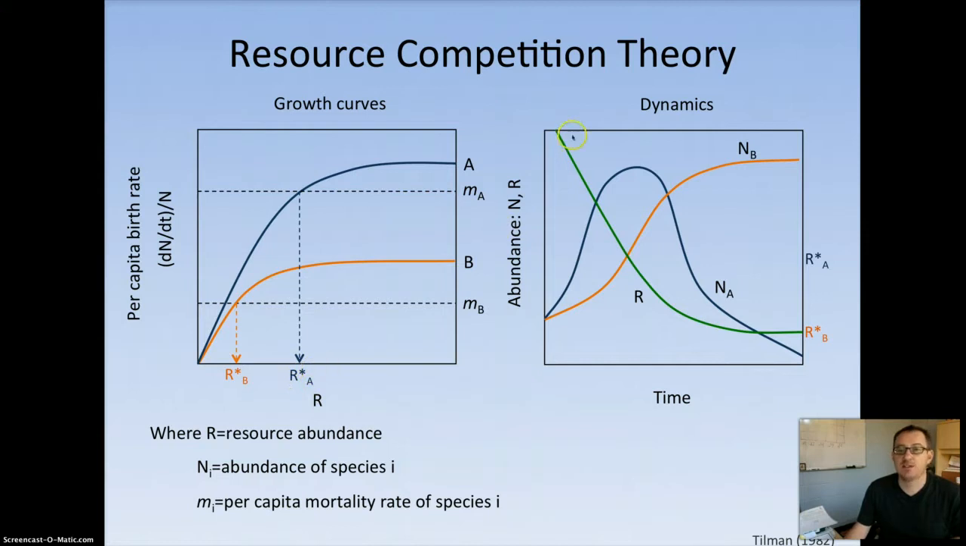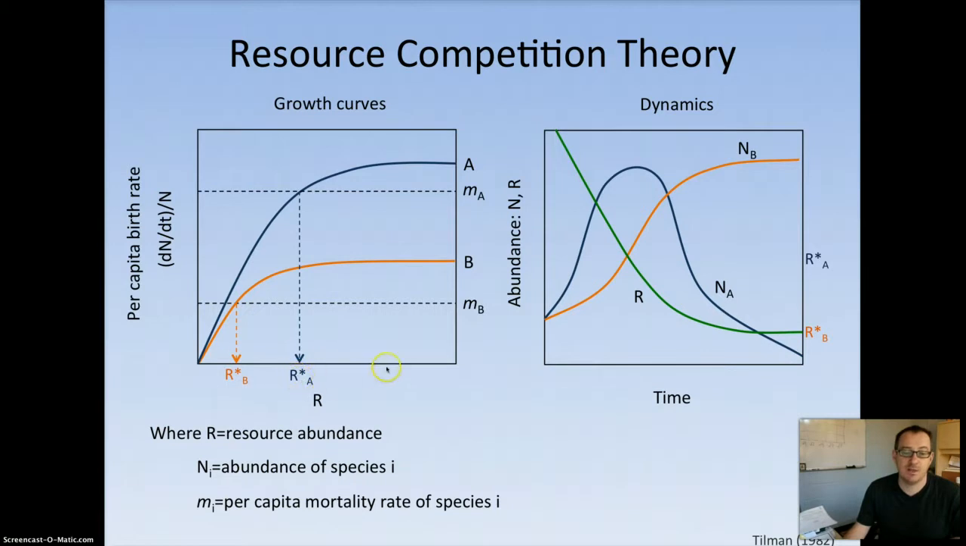So if we think about the system over on the right-hand side now, being at a high resource state, initially that's good news for both of the species. There's plenty of resource availability. Both species have their per capita birth rate higher than their per capita mortality rate, and so both species are growing, and that's what we see initially on the right-hand side as the blue and the orange curves increase over time. However, while all this consuming is going on, the resource density is decreasing, and we actually first hit the point R star of species A.